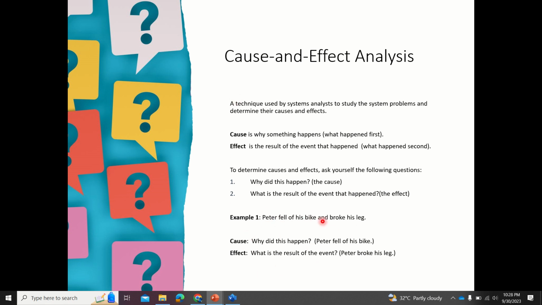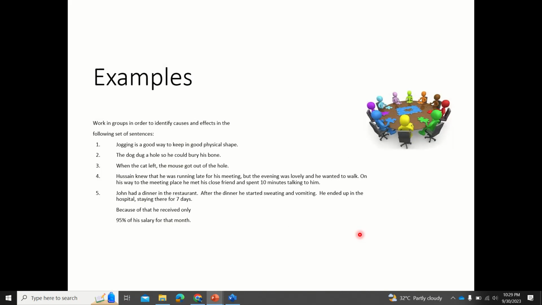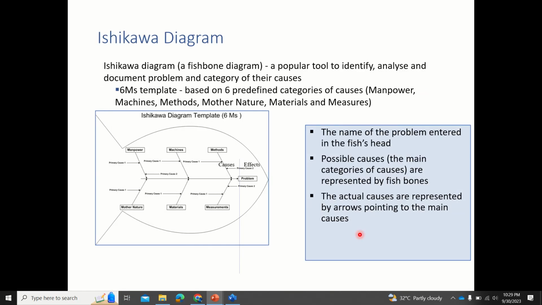Peter fell off his bike and broke his leg. If something like that happens, you have to clearly identify that Peter fell off his bike. So this is the cause, right? And what is the resultant of that? The result of that is he broke his leg, right? So this is the effect of this. So for each and every problem, you need to identify what is the cause and what is the effect associated with it, right? And there are certain examples, you can actually go through it.